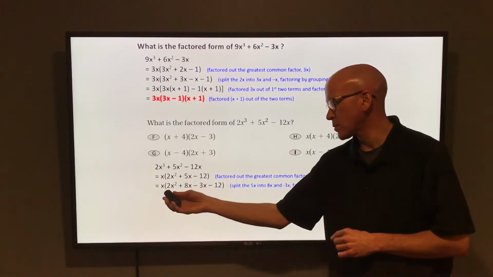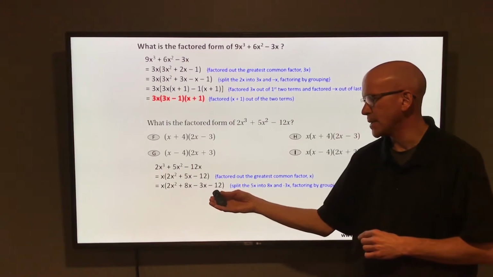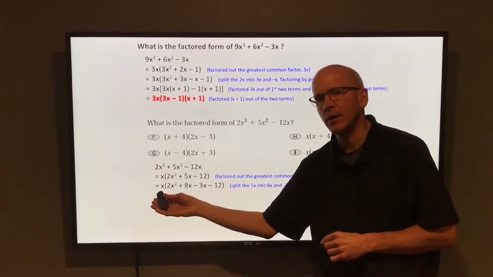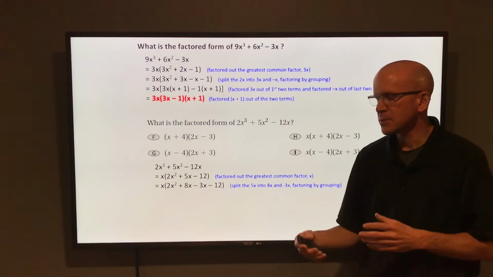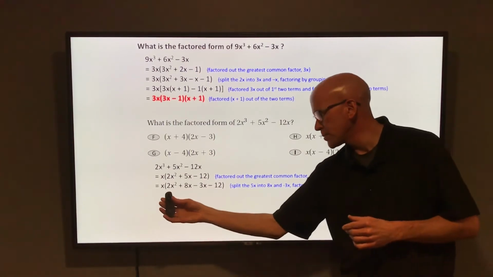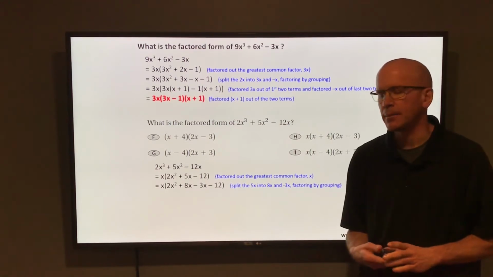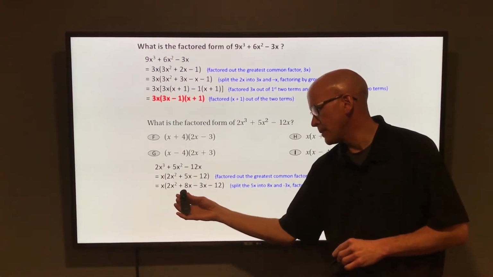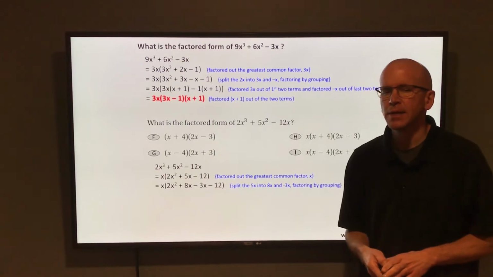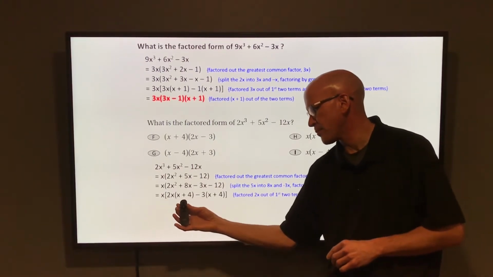We still have a 2x squared out in front of that and a minus 12 on the end. And we still have x out in front of the parentheses. And this is why it's called factoring by grouping. Group those first two terms together, the 2x squared and 8x, and factor out a common factor. 2x would be a common factor of those two terms. So if you take a 2x out of those two terms, you have x plus 4 in parentheses.